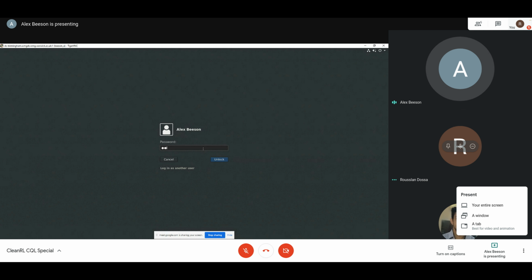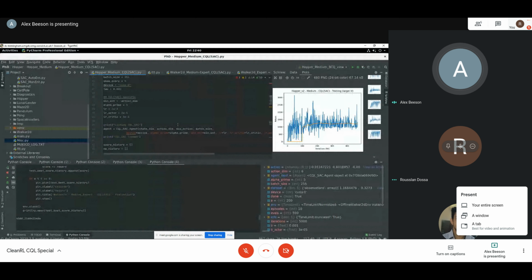So I have to log into my workstation at uni because my laptop isn't powerful enough to do stuff. So ignore all of this. I'm just running experiments in the background. I'm running 5 at once, which is why it's taking forever.